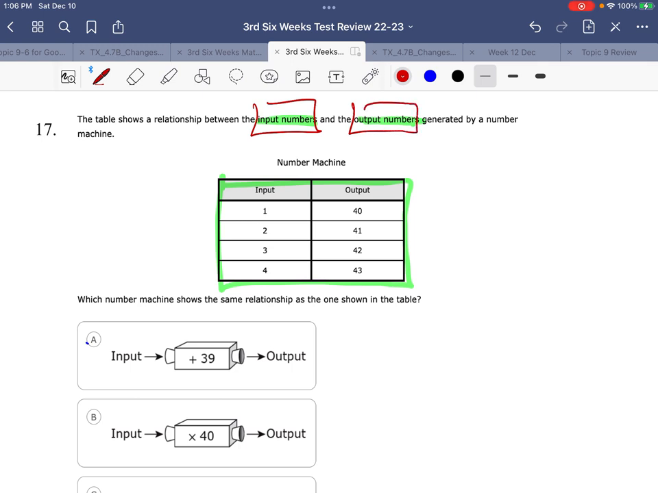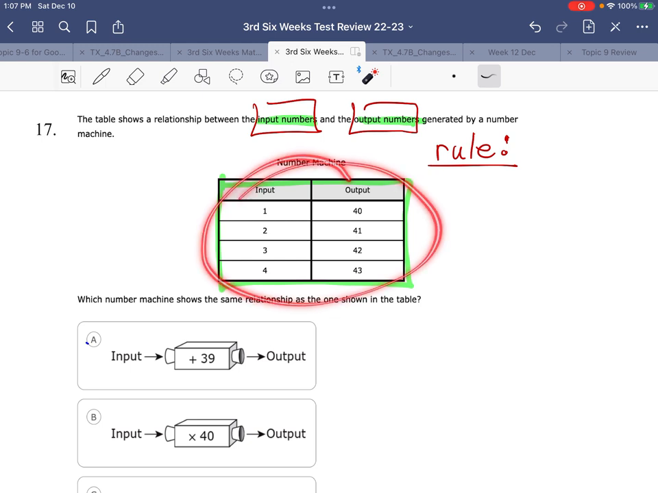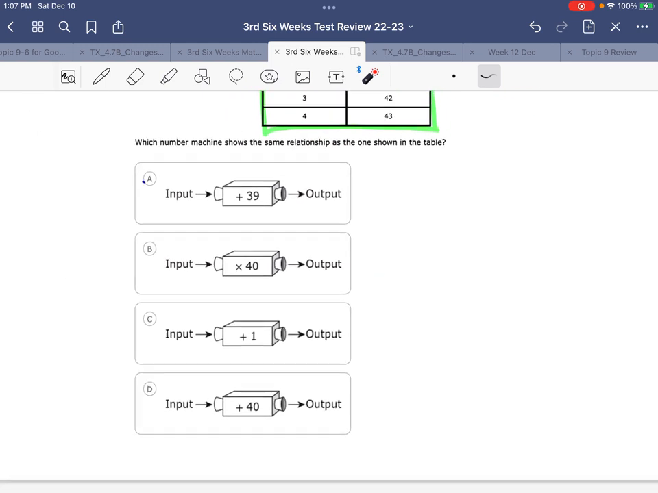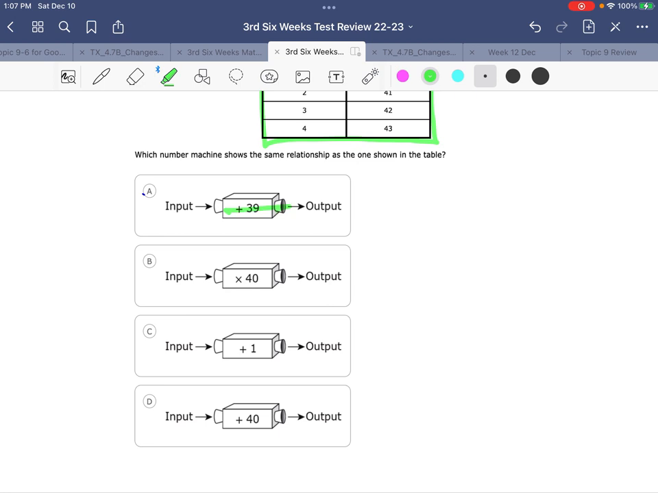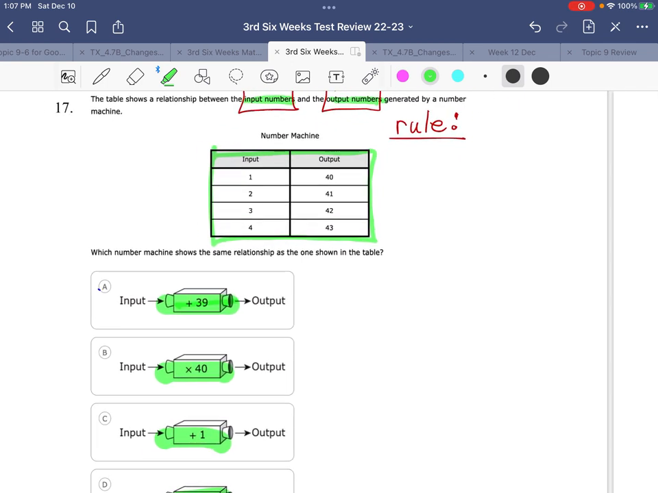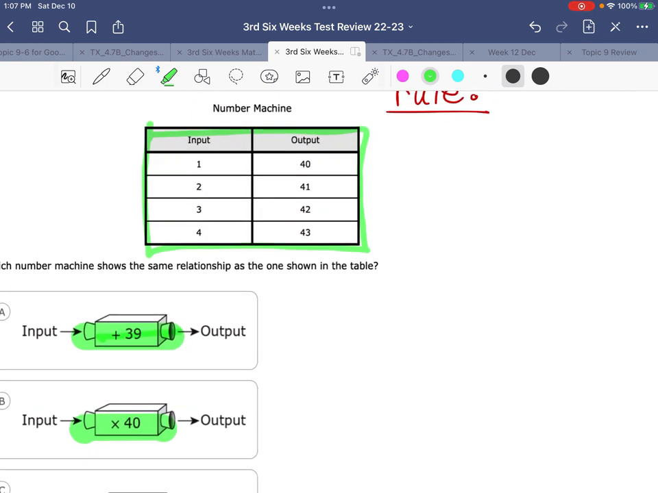Okay, we learned about that, our input or output. When we learned about input and output, we always said there has to be a rule. I need to find a rule, okay? My rule has to work with all of the numbers, okay? And if you look down here, these numbers they're giving me, these are my rules. So I need to see which rule works for all of them, okay? I will start with A.